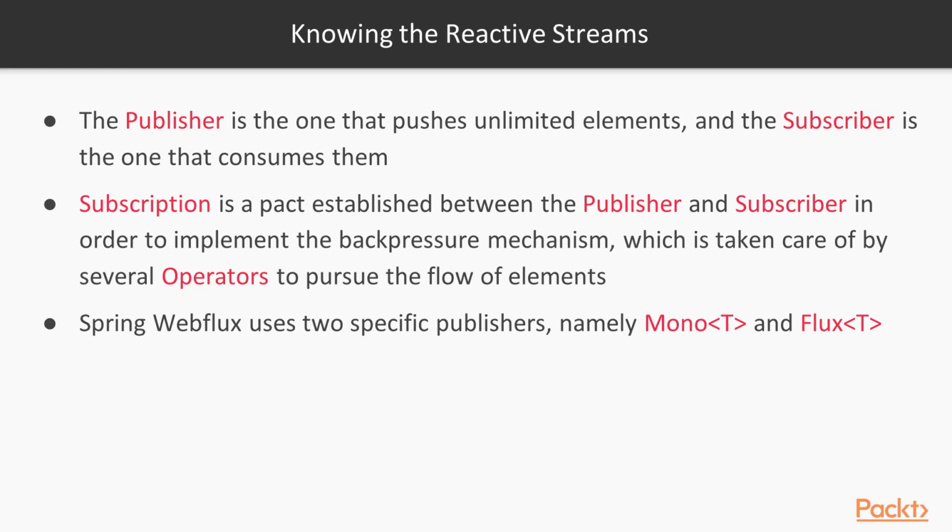In order for a publisher and subscriber to communicate, they need a subscription which implements some sort of a backpressure mechanism which involves several threaded operators to manage and control the flow of elements. Now, Spring WebFlux has two specific publishers, namely the Mono and the Flux. The Mono contains and generates only one element, while Flux can contain and control several elements in one stream.